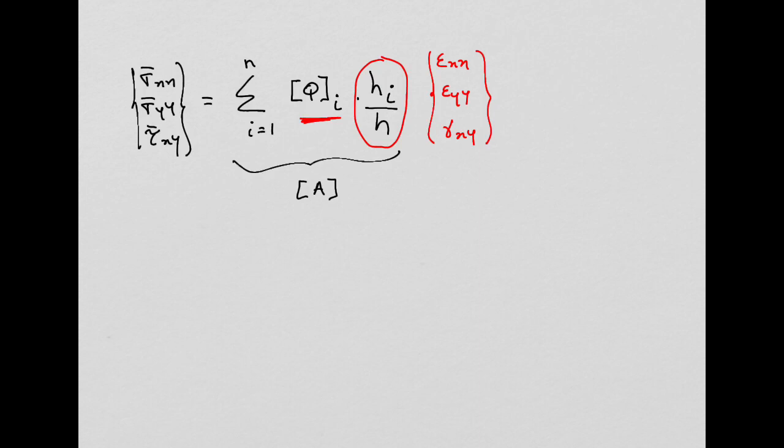Look, if you have only one ply, this h_i over h is going to be equal to 1, isn't it? So the weight factor is 1. If you have two plies in your laminate with the same thickness, for each ply this is going to be a 0.5 weighting factor, right? So each ply of this two-ply laminate will contribute 50% to the stiffness of the entire laminate, right?